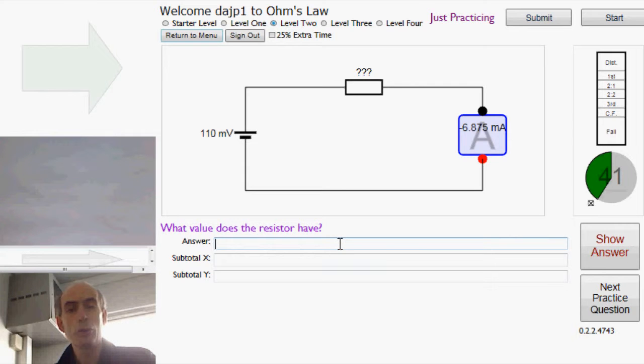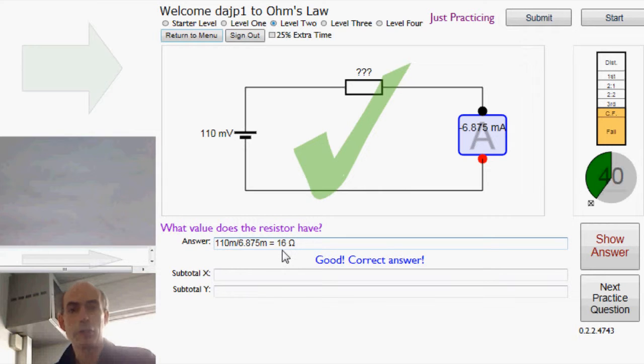But all we need to know to calculate the value of the resistor is the absolute magnitude of the current, and we have 6.875 milliamps flowing in this clockwise direction. So here, what value does the resistor have? Well, that's just 110 millivolts divided by 6.875 milliamps, about 16 ohms.